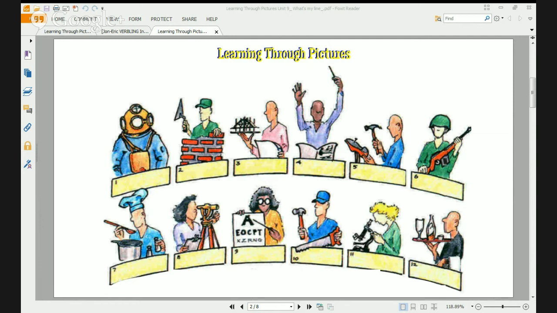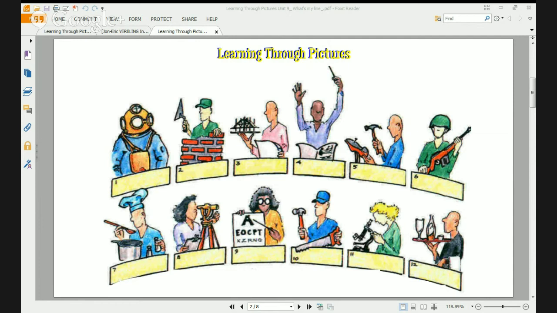So I'm sorry. Yes, there is a scientist. No, number 8. Number 8 is a surveyor. Right. There is a surveyor to the left of the optician. That's it. To the left of the optician. Very good. Okay.